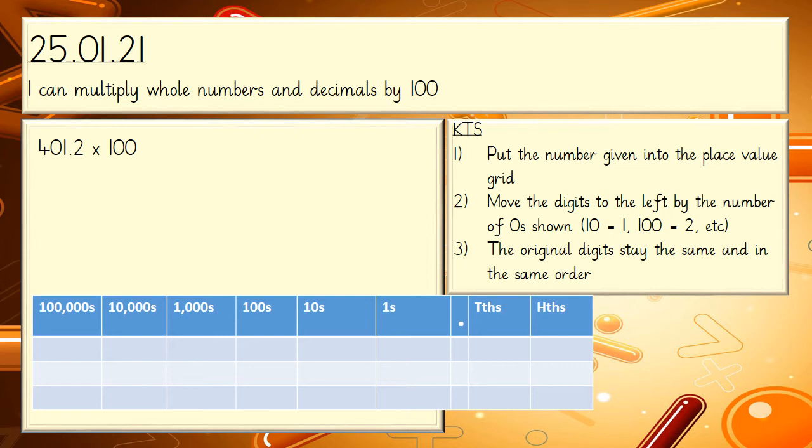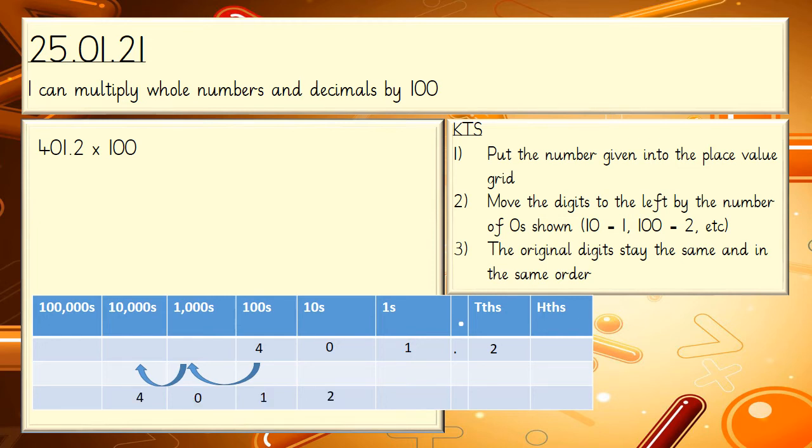Let's have a look at solving a number that has 1 decimal place, and multiplying that by 100. So 401.2 I'm going to put into that place value grid like so. And then I'm going to move those digits 2 places to the left as normal, and I'm going to keep the digits in the same order.